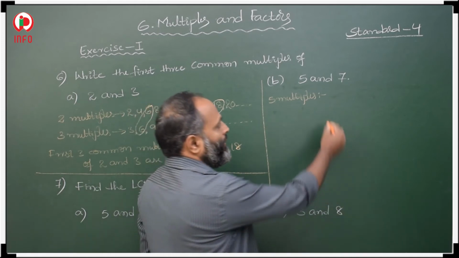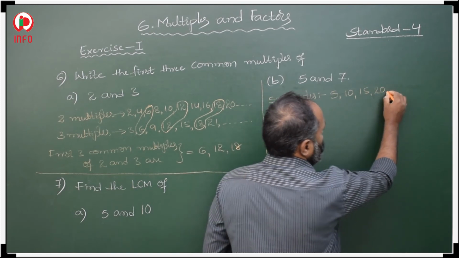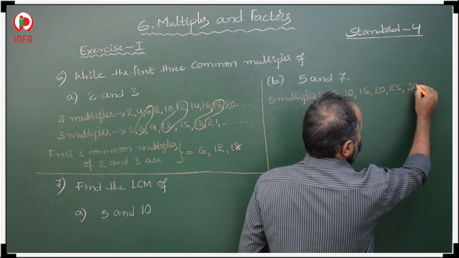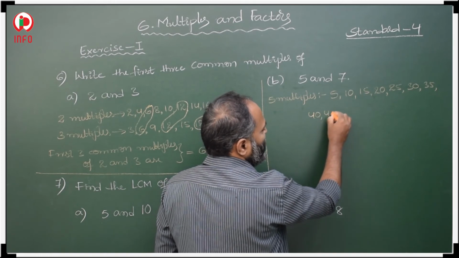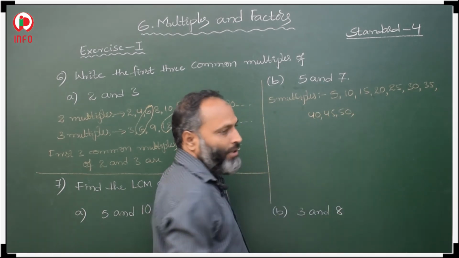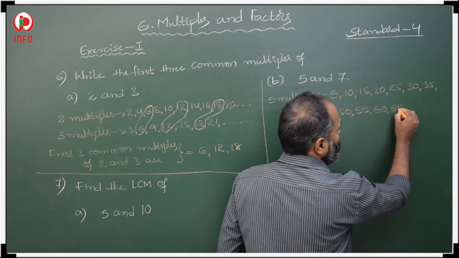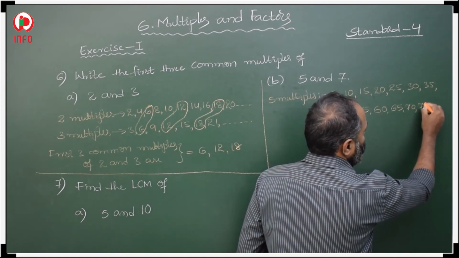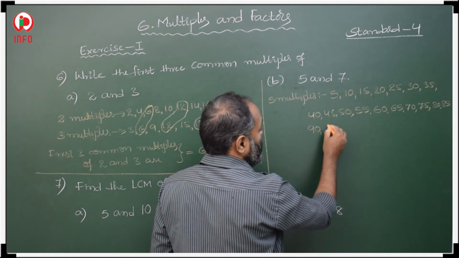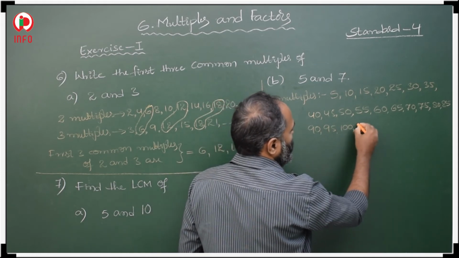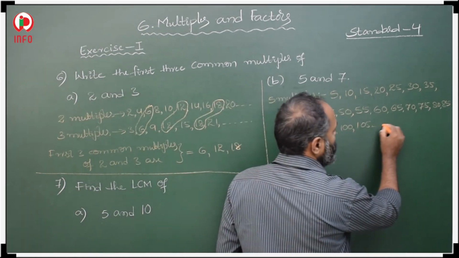We have to write the multiples of 5. 5 ones are 5, 5 twos are 10, 5 threes are 15, 5 fours are 20, 5 fives are 25, 5 sixes are 30, 5 sevens are 35, 5 eights are 40, 5 nines are 45, 5 tens are 50, 5 elevens are 55, 60, 65, 70, 75, 80, 85, 90, 95, 100, 105, and so on. These are the multiples of 5.